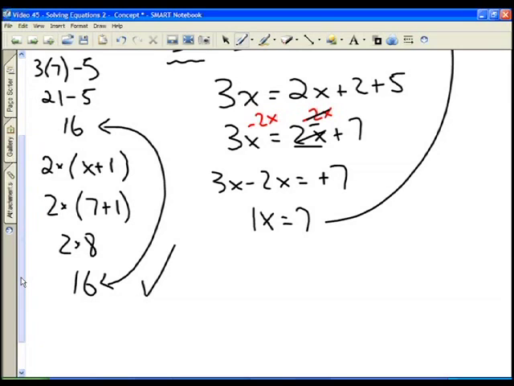So that should give you a little bit of a better idea of solving more complicated equations in one variable when we're solving for x.